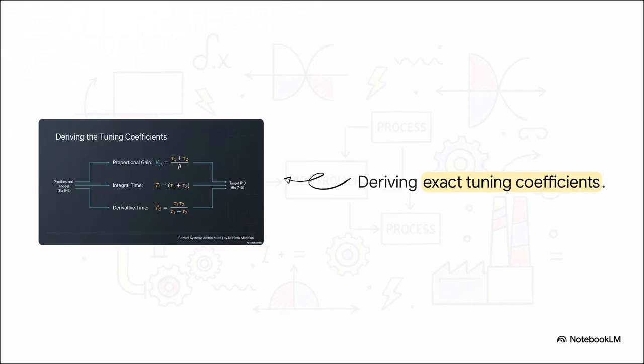By directly comparing our synthesized model to that target PID equation, we derive the exact tuning coefficients. Proportional gain Kp equals tau 1 plus tau 2 over beta. Integral time Ti equals tau 1 plus tau 2. And finally, derivative time Td equals tau 1 times tau 2 divided by tau 1 plus tau 2. Just like that, we've successfully translated theoretical synthesis into exact standard coefficients.